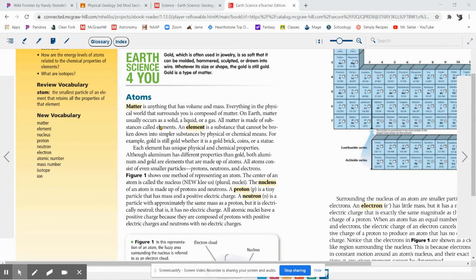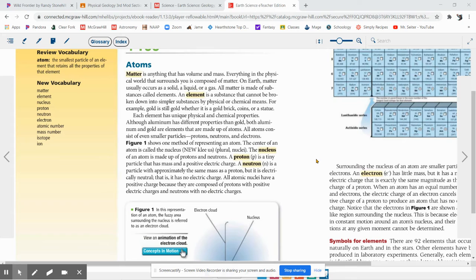Just remember, as we start out, matter is anything that has volume, takes up space, has mass. An element is a substance that cannot be broken down into simpler substances. It goes on to talk about gold, bricks, coins, statues. Just remember, we have a periodic table of the elements. An element is what you find on here, and those elements cannot be broken down into simpler substances. It's as small as it gets.